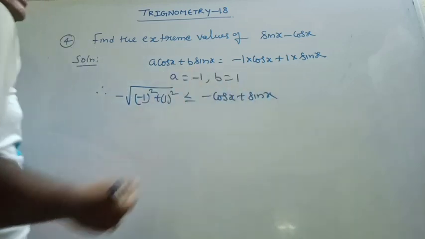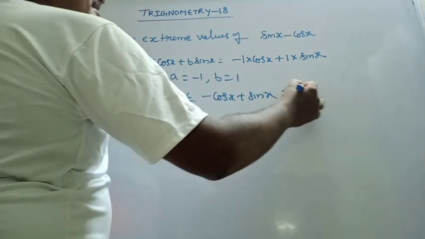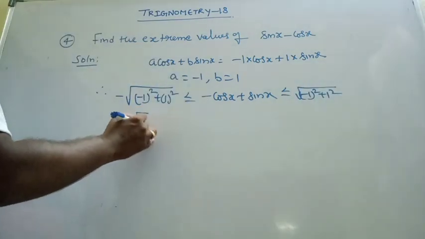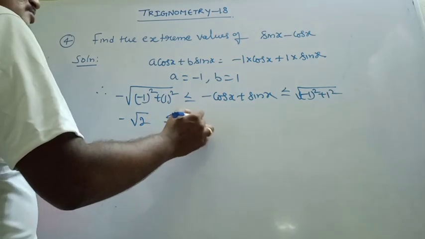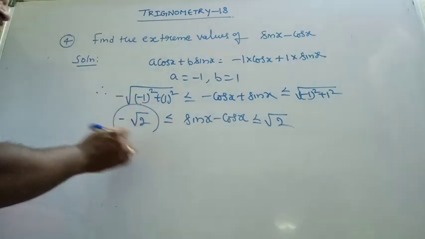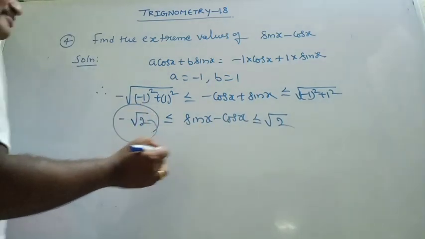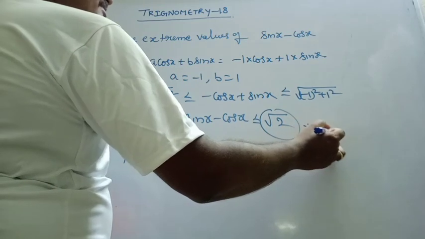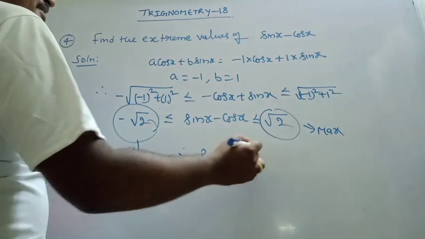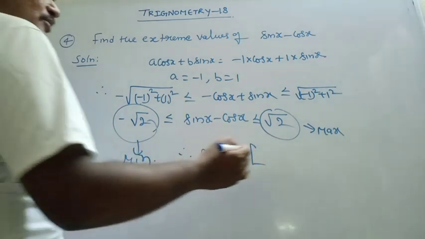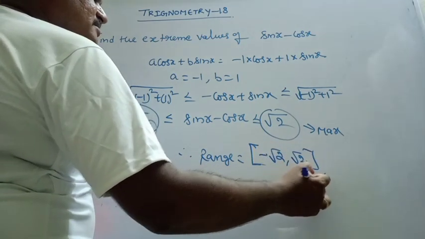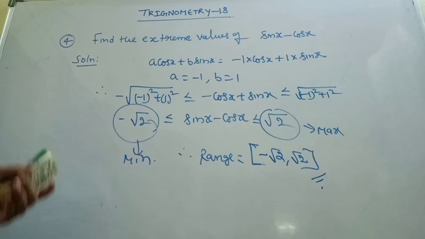And sin x minus cos x are both the same. This is lesser than or equal to square root of minus 1 square plus 1 square. This is now minus root 2 lesser than or equal to sin x minus cos x, lesser than or equal to root 2. Therefore this is the minimum value and this is the maximum value you have got. Range means minimum value comma maximum value, so the closed interval minus root 2 comma root 2. Therefore this is the range of this function.